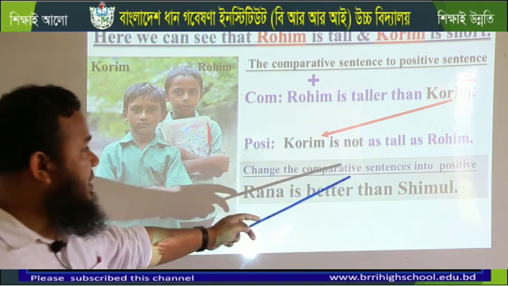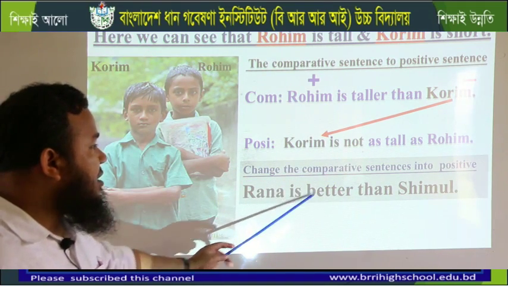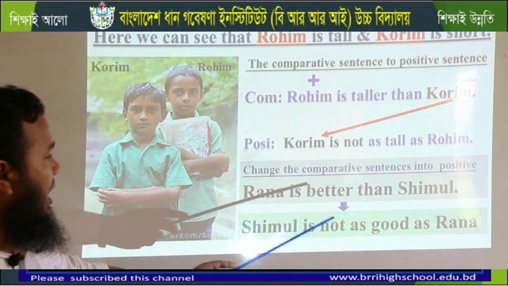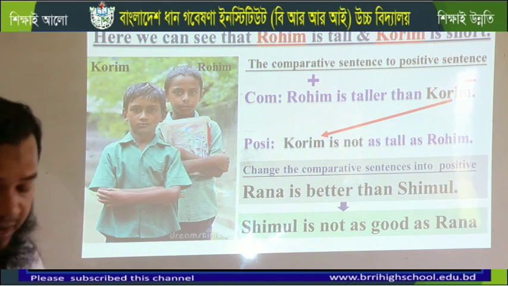Now change the comparison into positive. Rana is better than Shimul. Shimul is not as good as Rana.